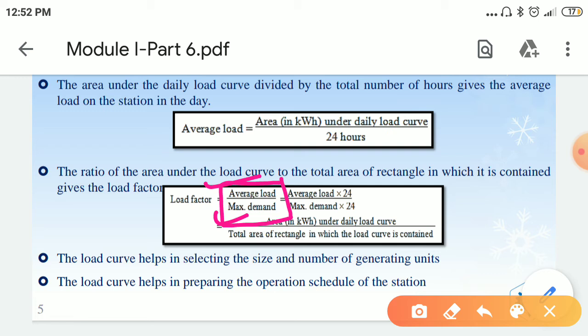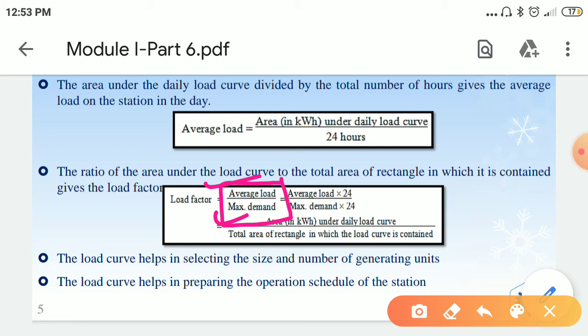So we have to take average load. What is the equation for load factor? Load factor is average load divided by maximum demand. Now the question is, why are we drawing this load curve and how can we derive this load factor from the load curve? Is there any advantage of drawing the load curve to find the load factor?